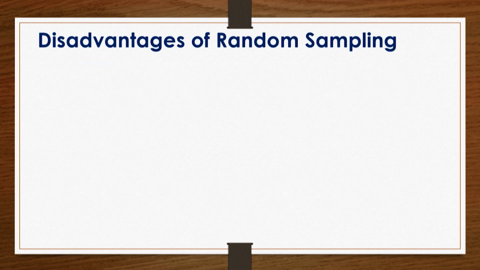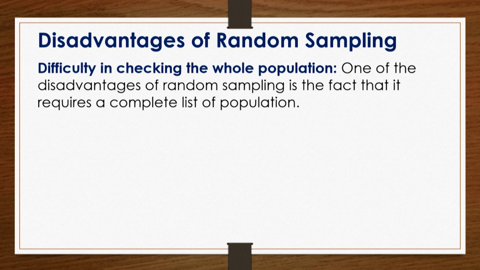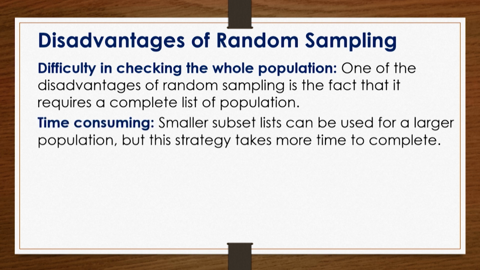Next, we come to the disadvantages of random sampling. The main disadvantage is difficulty in checking the whole population. One of the major disadvantages of random sampling is the fact that it requires a complete list of the population, but in reality we cannot always get a complete list of the population. Some bias may occur, so that becomes one of the disadvantages.